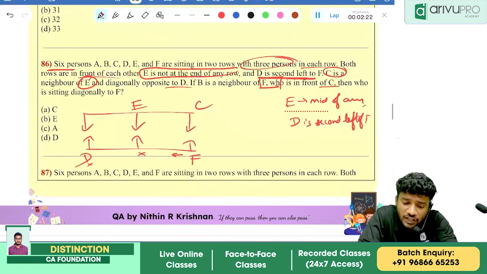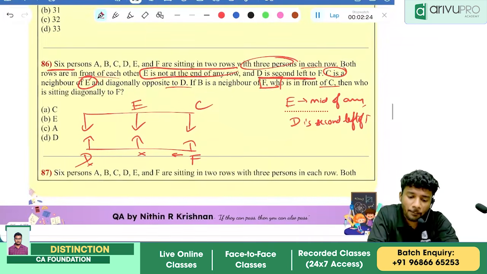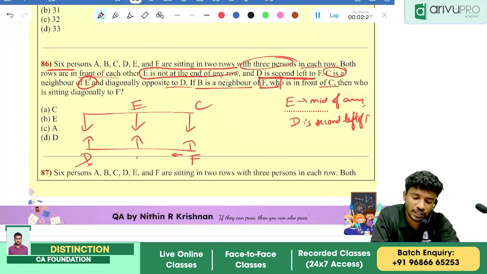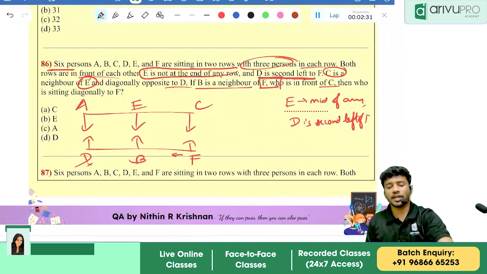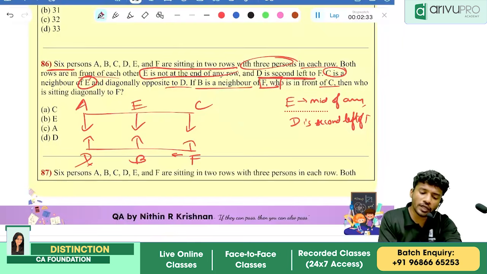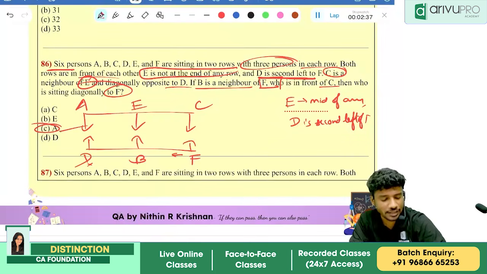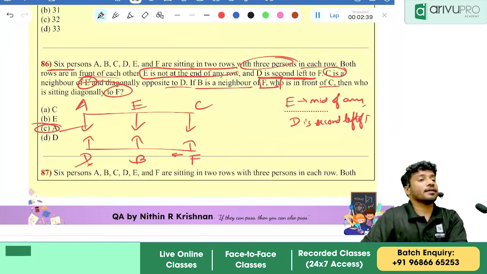F, who is in front of C. That is also there. B is a neighbor of F. So B will be here. Who is the remaining person? A is the remaining person. Now the question is, who is sitting diagonally opposite to F? Answer is A. A is sitting diagonally opposite to F.